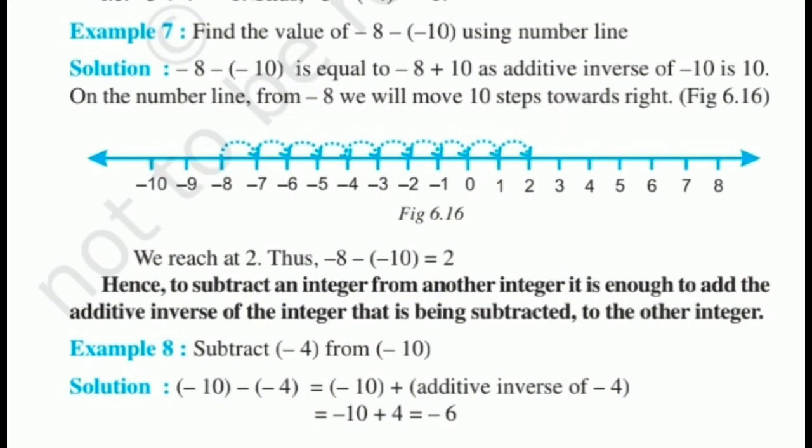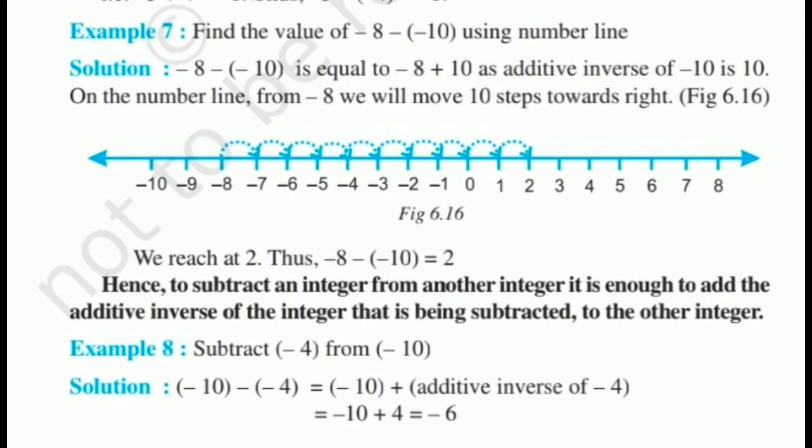Okay, let us consider some examples. Find the value of minus 8 minus minus 10 using the number line. Solution. Minus 8 minus minus 10 is equal to minus 8 plus 10, as the additive inverse of minus 10 is 10. On the number line, starting from minus 8, we will move 10 steps toward the right. When you count, we will be reaching 2. Thus minus 8 minus minus 10 is 2.